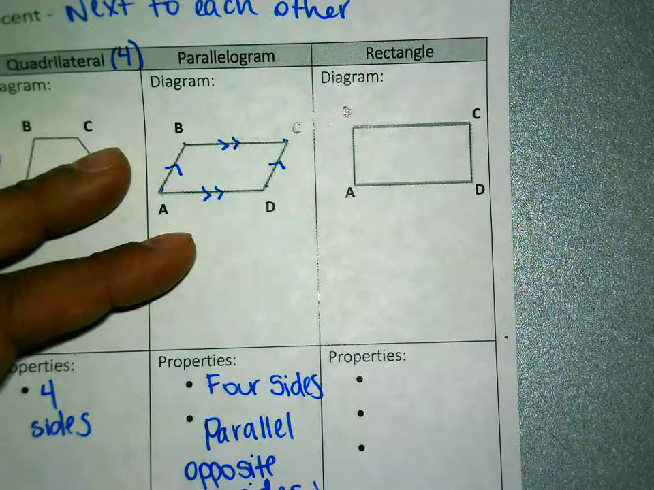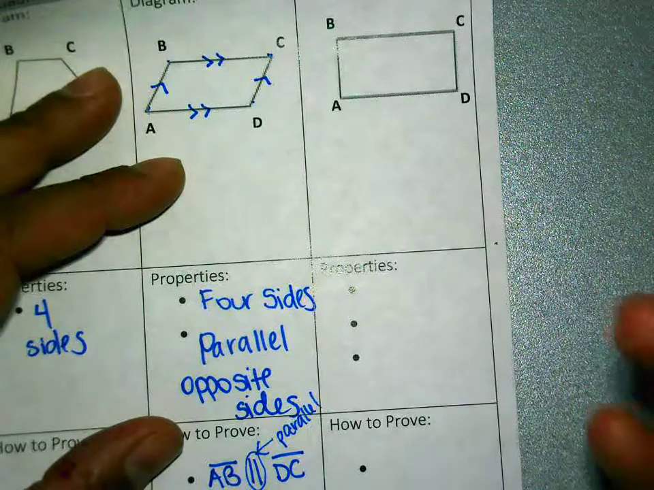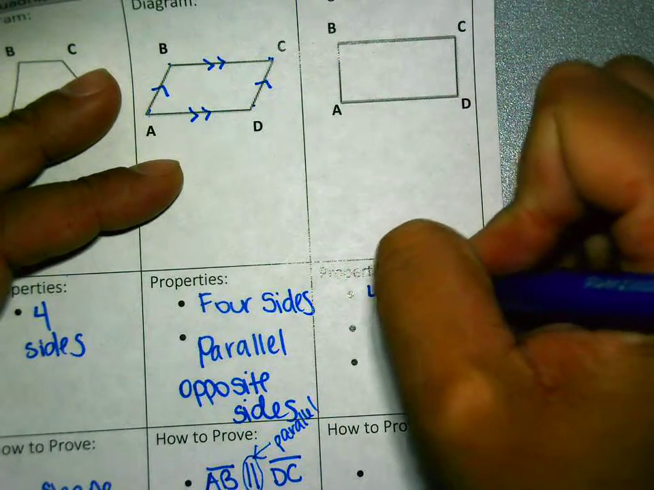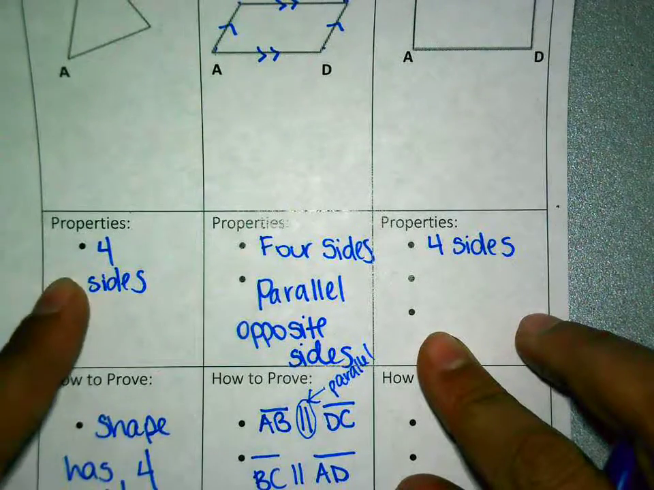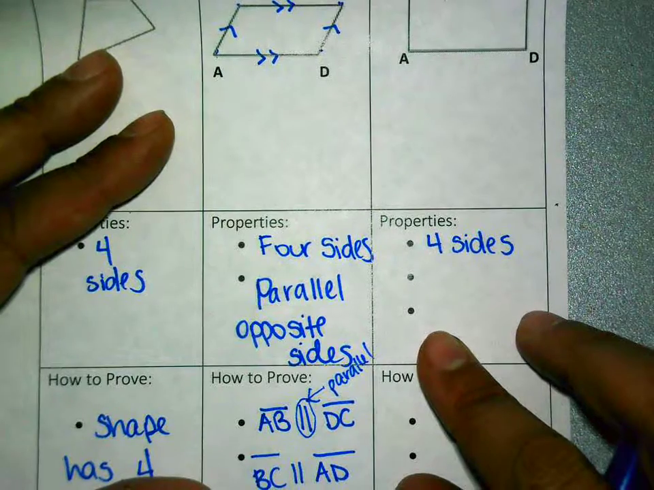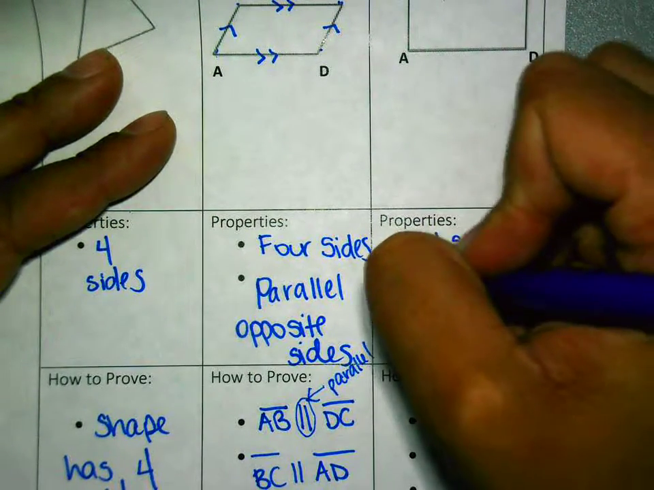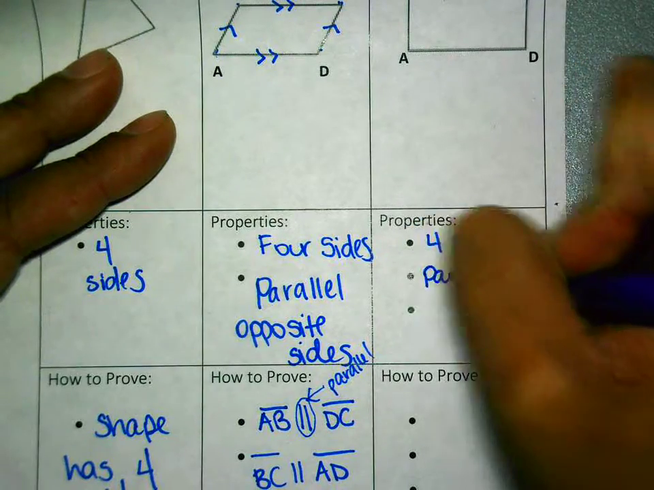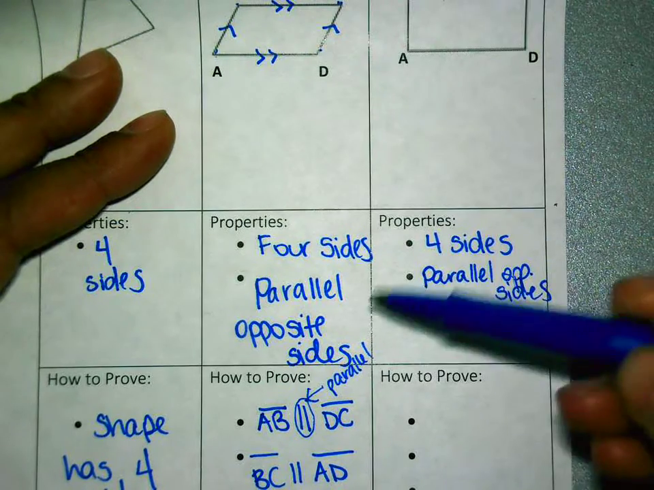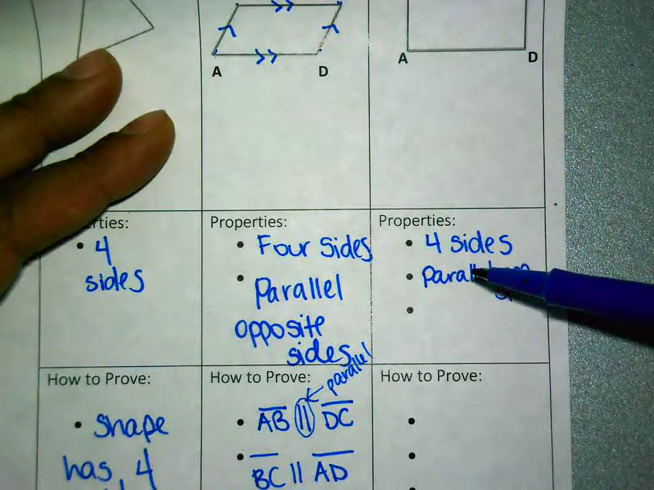Last thing we're going to talk about are rectangles. Rectangles have 3 distinct properties. Rectangles have 4 sides, just like quadrilaterals and parallelograms, so all of them have 4 sides. They also have opposite parallel sides, just like parallelograms did. So they have the same 2 qualities in common.